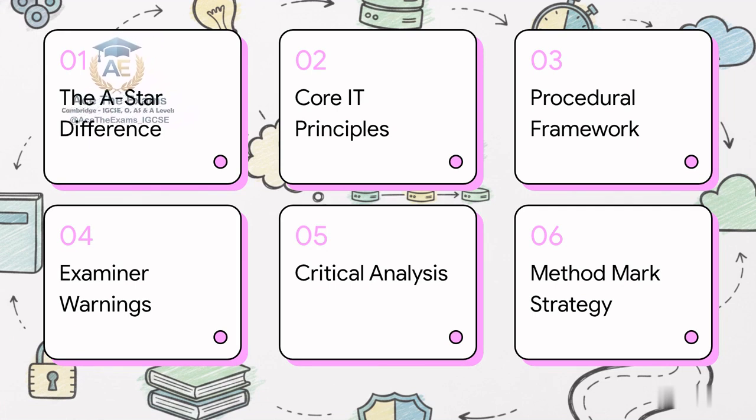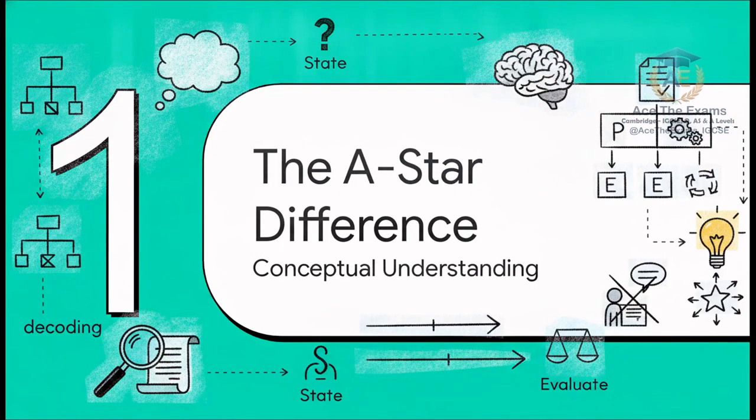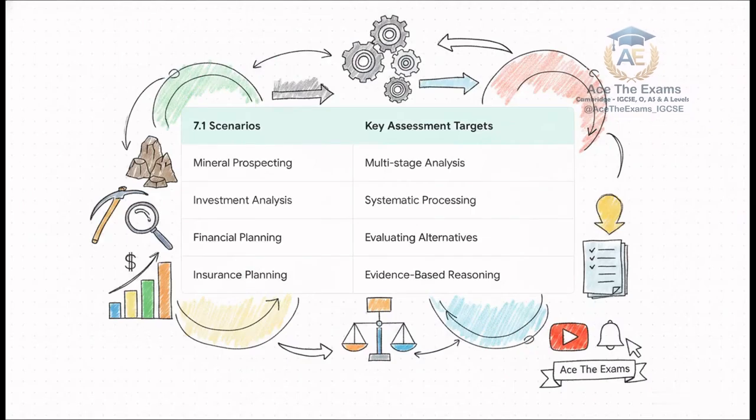We're going to cover the A-star difference, the core principles, the procedural framework, those top examiner warnings, mastering critical analysis, and finally, the method mark strategy. Let's get moving. Starting with Section 1, the A-star difference, which really boils down to having a deep, flexible, conceptual understanding. Now, take a really good look at this table.